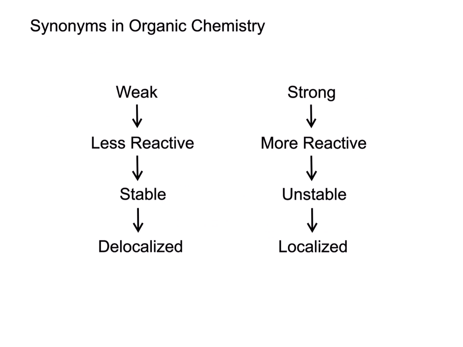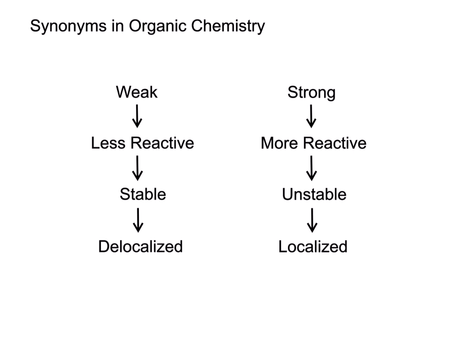What you're currently seeing on the screen is something I've talked about extensively in plenty of other organic chemistry videos that I've made. But it's a concept that I find that students don't fully grasp until they see this multiple times and see many different examples of it. What I'm referring to are the synonyms in organic chemistry for weak and for strong. So what does weak mean in organic chemistry? Weak means that something is less reactive. And it makes sense that if something is less reactive, we can say that it's more stable.